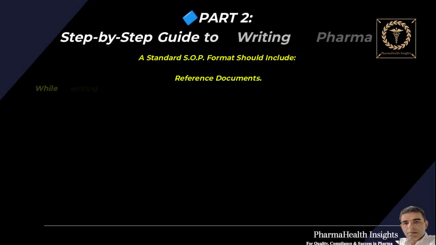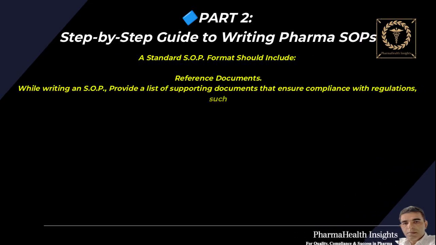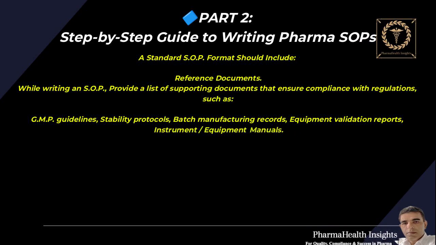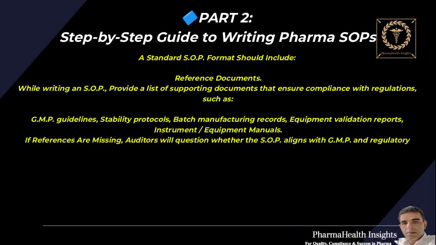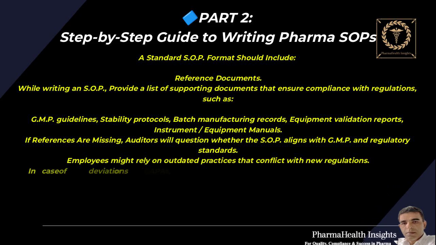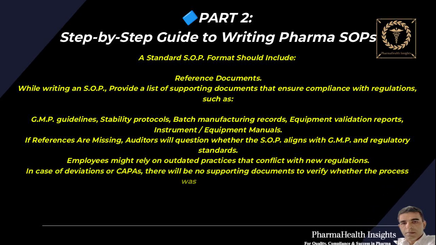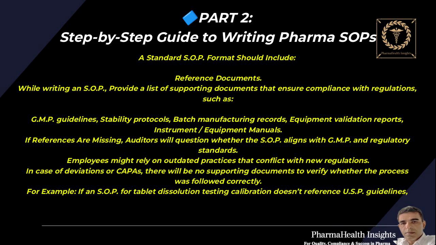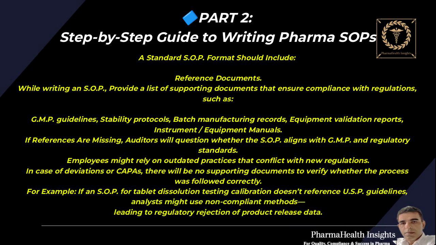A standard SOP format should include reference documents. While writing an SOP, provide a list of supporting documents that ensure compliance with regulations, such as GMP guidelines, stability protocols, batch manufacturing records, equipment validation reports, instrument, equipment manuals.